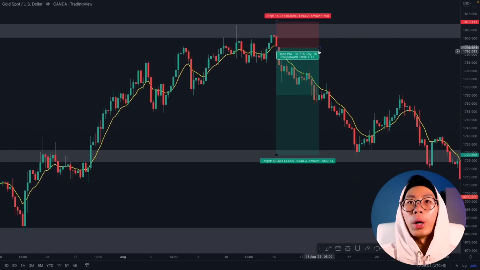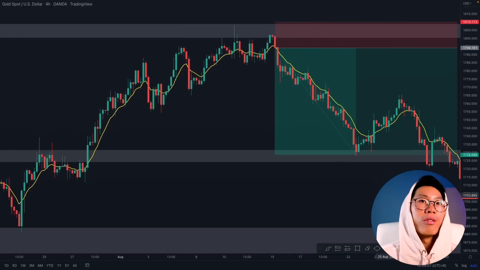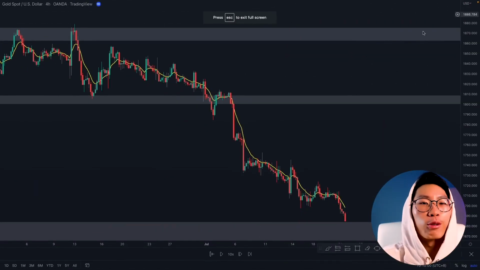And as you can see, the trade literally went down and smashed our take profit, and right now you will have made a whole lot of money. Don't worry if you still do not get it.